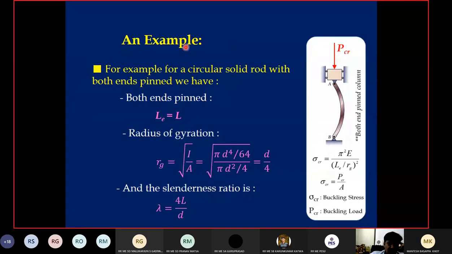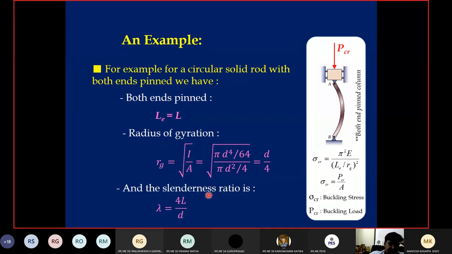But here I would like to emphasize, this is a circular rod with both ends pinned. If I have both ends pinned, now I get to know the radius of gyration, and with the slenderness ratio, you can easily find out the buckling. So that's how you find the buckling. Now, why is that required?